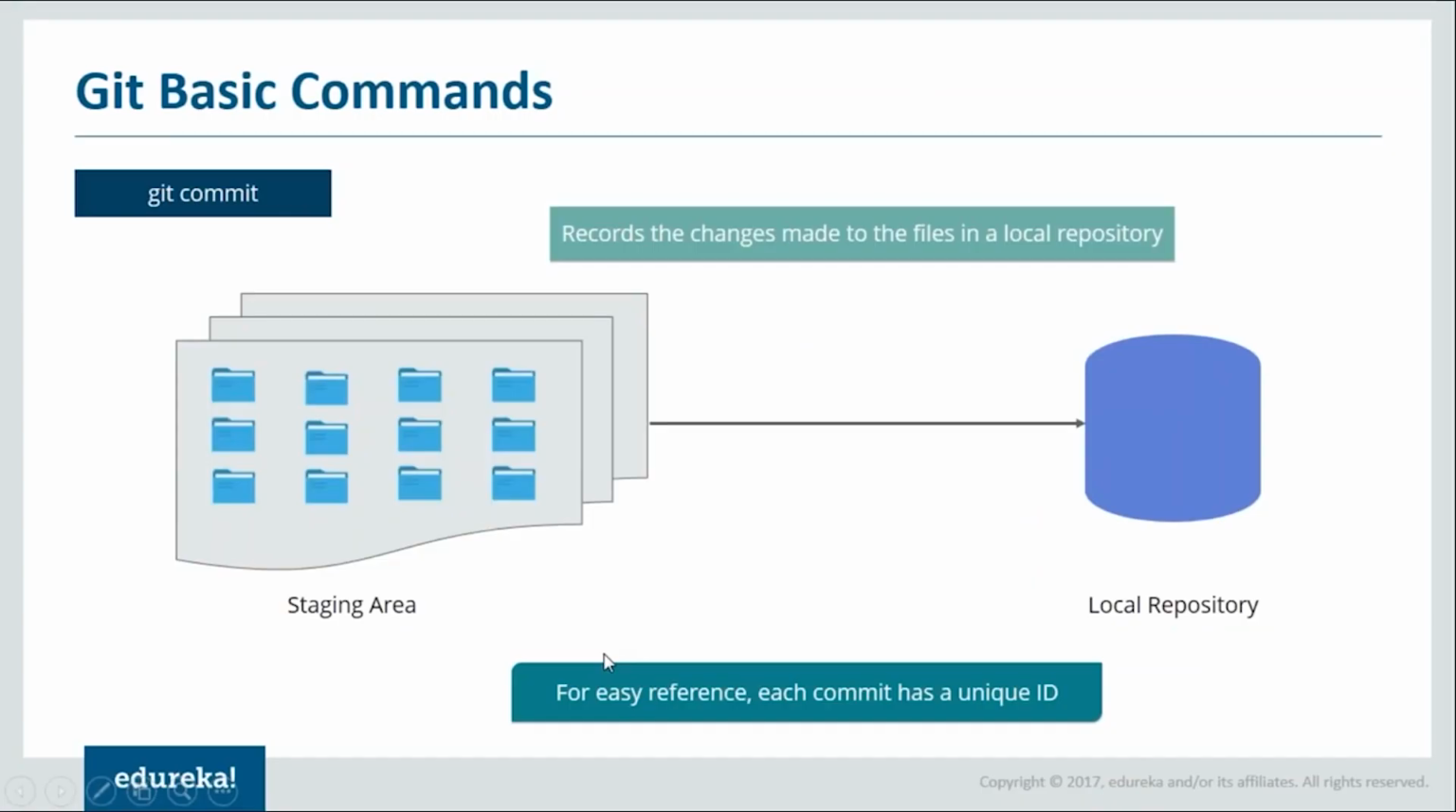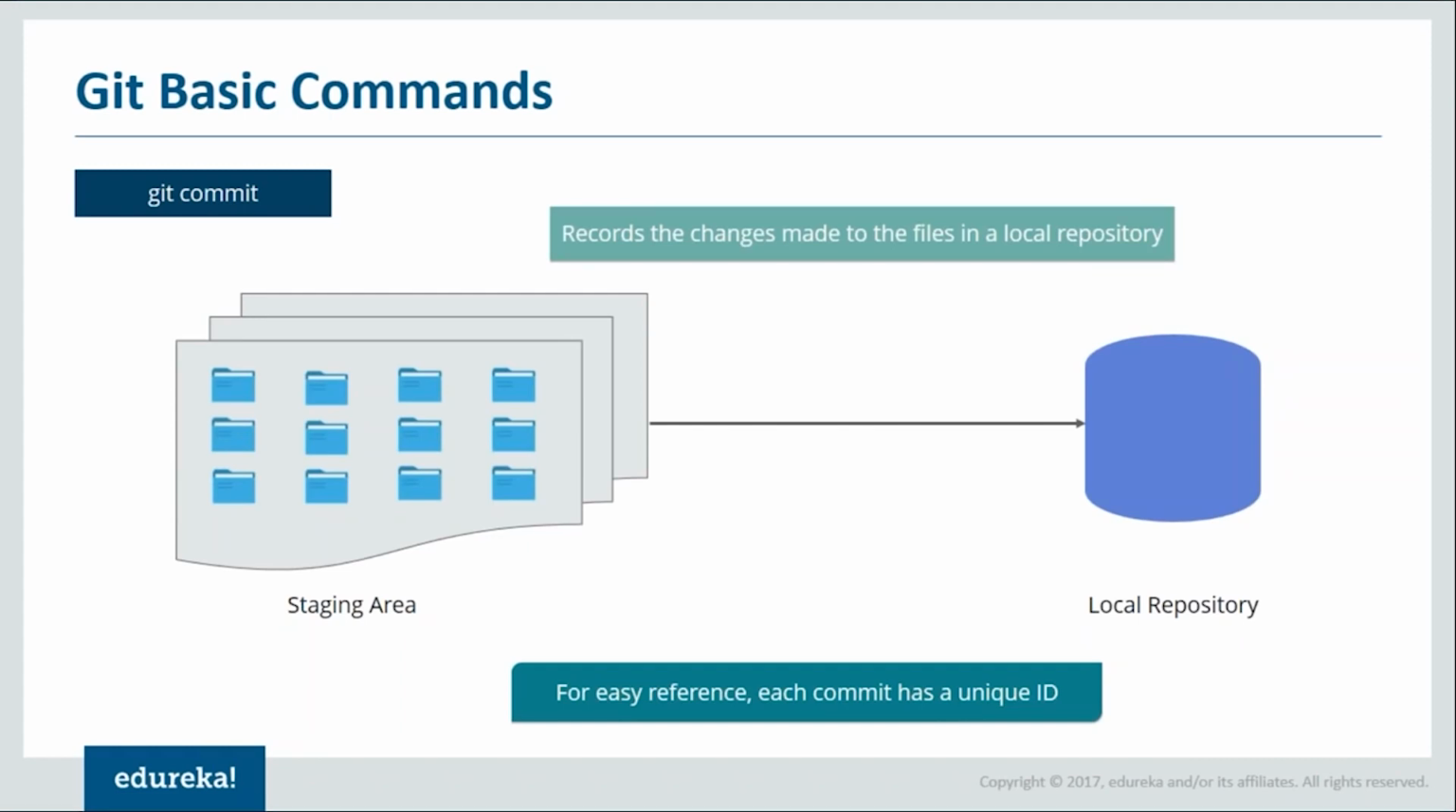Now we are going to see the git commit command. So git commit basically records the changes made to the files in a local repository. So you have all the modified files in the staging area. When you make a commit, it'll record the changes that you have made to the files in that local repository. And for easy reference, each commit has a unique ID.